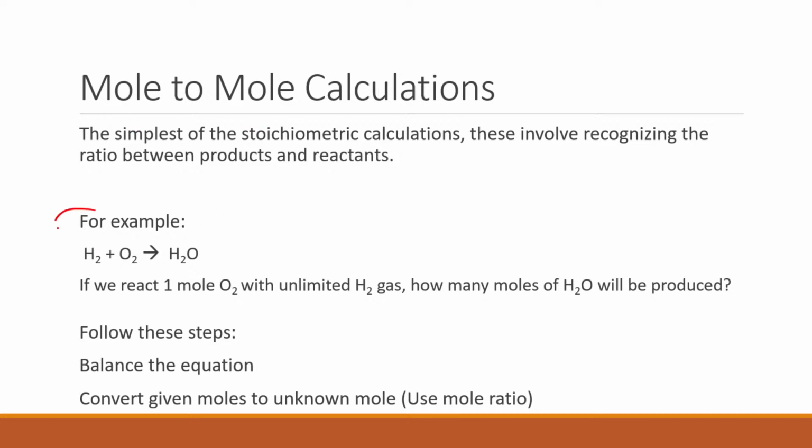If you look at our example here, they give us an equation. Notice it is an unbalanced equation. And they ask us, if we react 1 mole of oxygen with unlimited hydrogen gas, how many moles of water will be produced? So, in order to solve this problem, we're going to do these 2 steps. We're going to balance the equation, make sure that our equation is properly balanced, and then we're going to use the mole ratio.